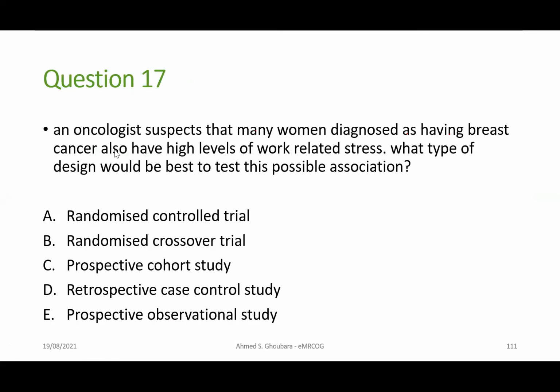Finally, today, we will discuss these types of study design. So, first question. Oncologists suspect that many women diagnosed as having breast cancer also have high levels of work-related stress. What type of design would be the best to test this possible association?